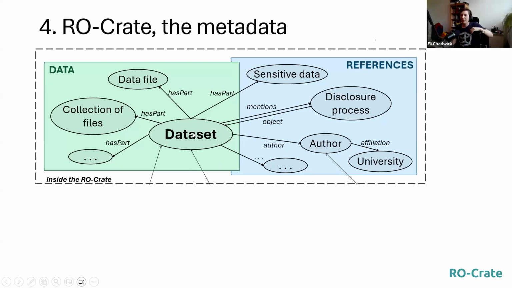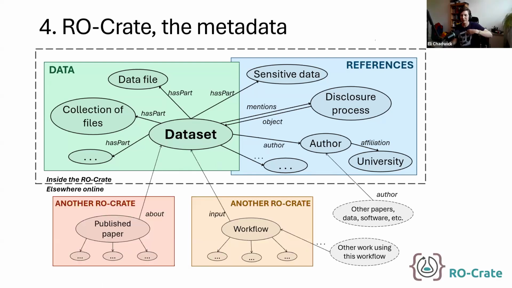And you'll see these arrows which don't have labels. These actually come from things that are outside the RO-crate or elsewhere online. So you might have a paper that's been published that is about this data, and it will reference this data set as an external reference. You might have a workflow that uses this data set as an input. And then those things might get referenced by other things. Your authors, because they're using ORCID, will be connected to other papers, data, and software, and so on. And so you build up this complex web of interconnected references, and everything is linked together.